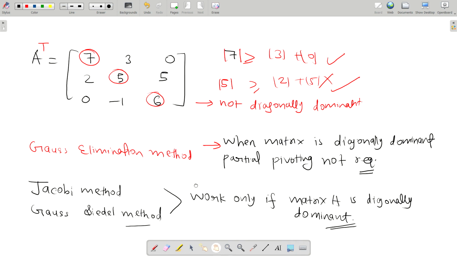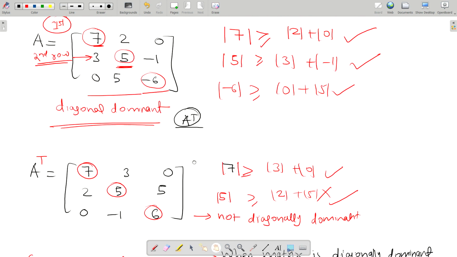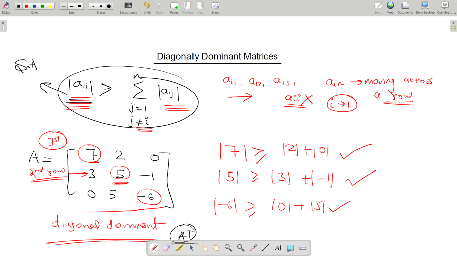There is another property of a diagonally dominant matrix: the strictly diagonally dominant matrix. In that case we have the same definition, but the equality sign disappears, and this becomes the definition of a strictly diagonally dominant matrix, SDDM.